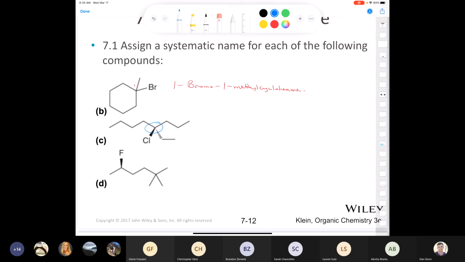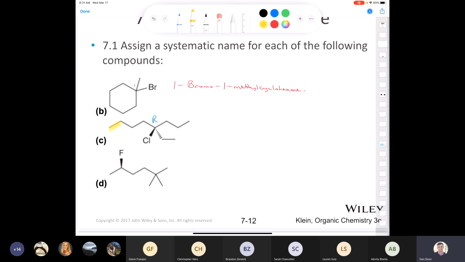I'll see if anybody can do it quickly. Hold on. All right, Skylar says it's R. I think you're right that it's R, right? This will be the highest priority group. The butyl will be second, the propyl will be third, and the ethyl is in the back. So we go from 1 to 2 to 3, which is clockwise. And so, yes, the stereochemical configuration of that chiral center is R.